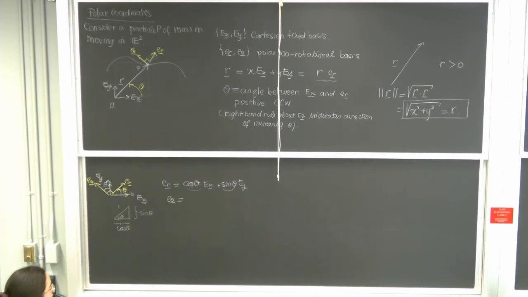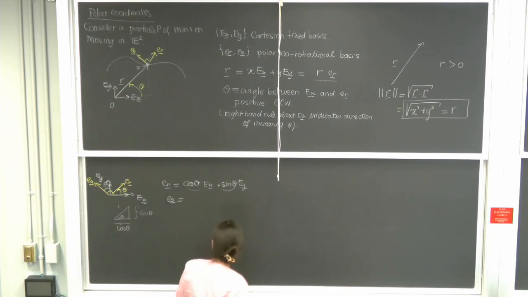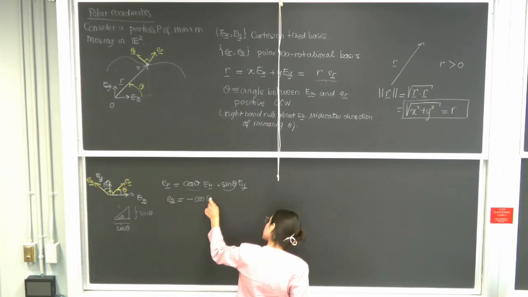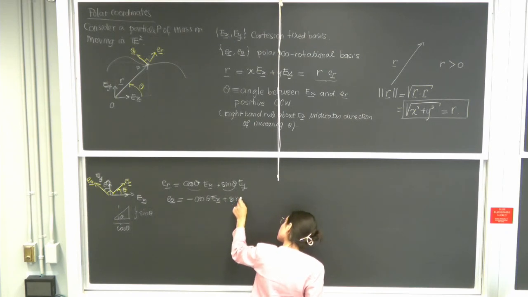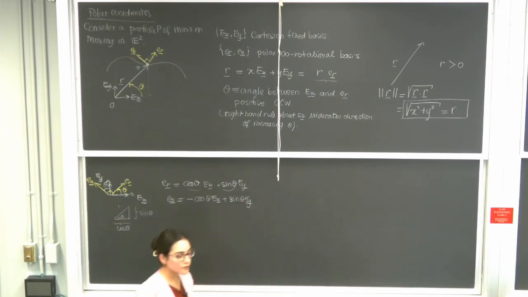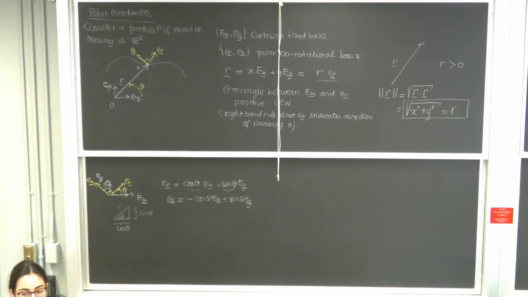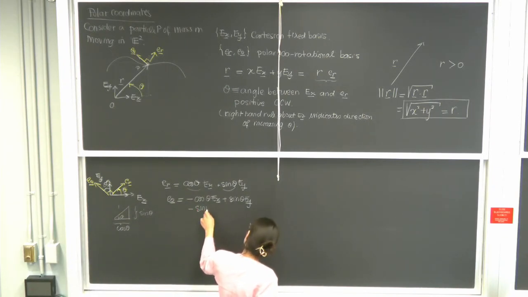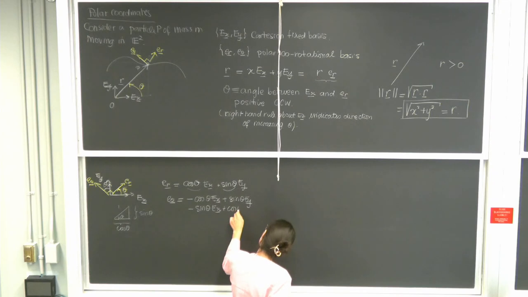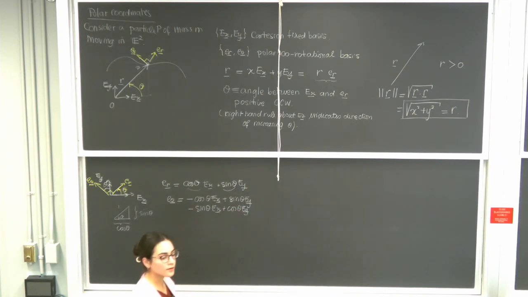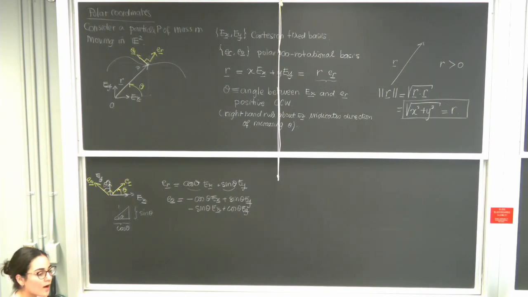Go ahead. Negative cosine theta dx plus sine theta. Do we agree? Yes. Like this? Who agrees with this? Which one is it? Discuss, think about it. Which one is it? And why? We need to be able to get this systematically.